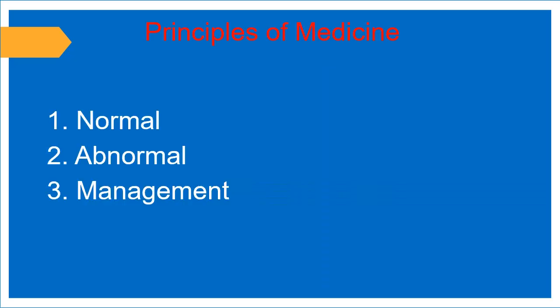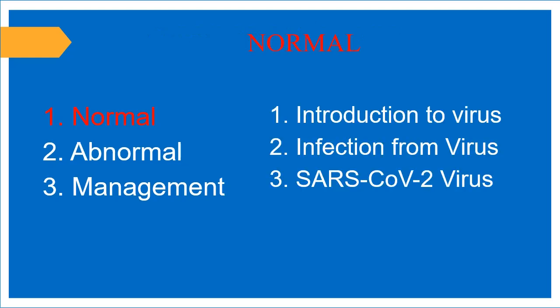As we have already emphasized, the three pillars of principles of medicine are: 1. To know what is normal. 2. Then to know what is abnormal, and 3. Finally how to manage that abnormality. In normal, we need to know: 1. What a virus is. 2. How virus causes infection.